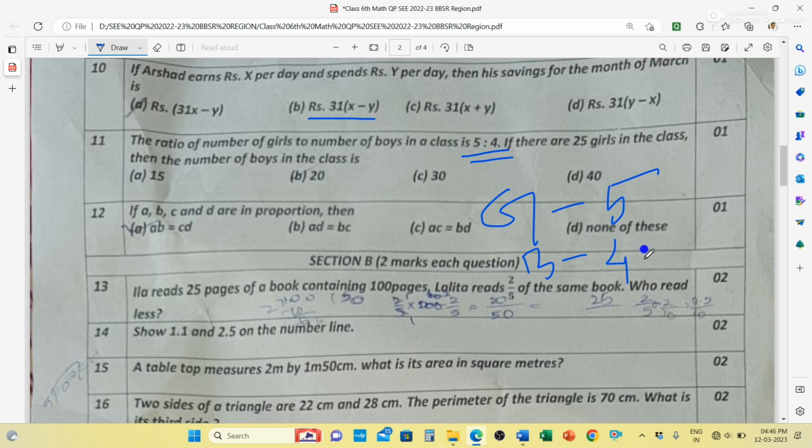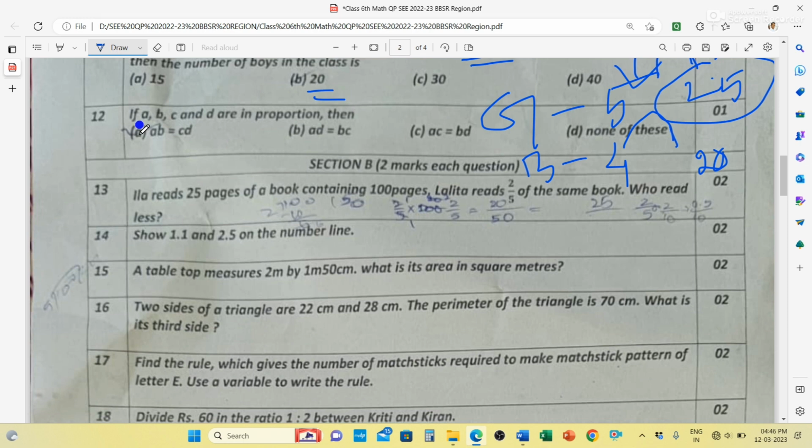Okay, but here how many girls are there? Not 5, it is 25. So 25 is 5 times of 5, right? 25 is 5 times of 5. So what is 5 times of 4? 5 times of 4 is 20. So the answer will be 20. You understood?